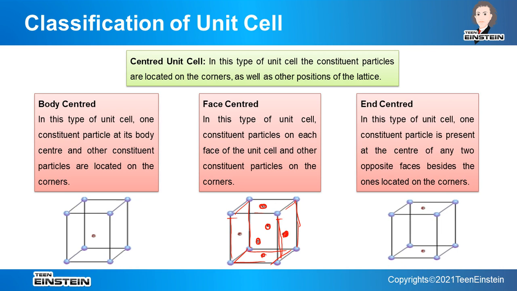And the last type is end-centered. So in end-centered, in this type of unit cell, one constituent particle is present at the center of any 2 opposite faces. So any 2 opposite faces, here we have taken this face and this opposite face. But it also may be present at this side and this side, or the front face and the back face. Okay. So any 2 opposite faces, there will be a particle. So it is also like face center, but all the faces are not covered. Only 2 opposite faces are covered with the constituent particle.